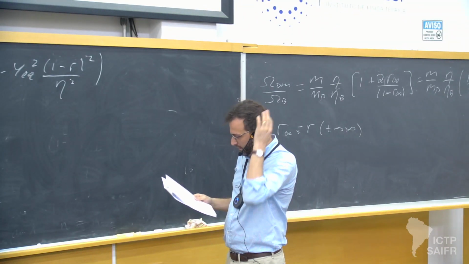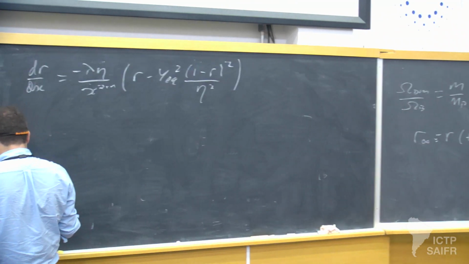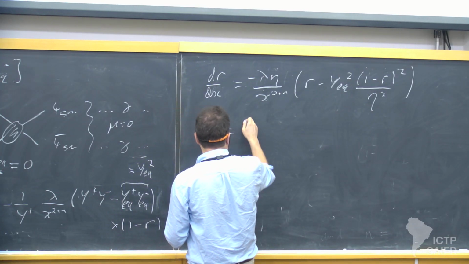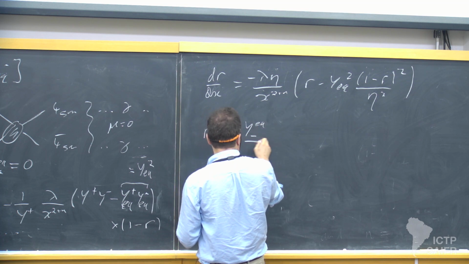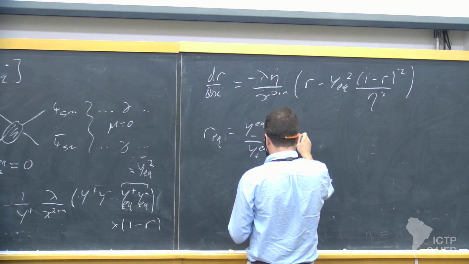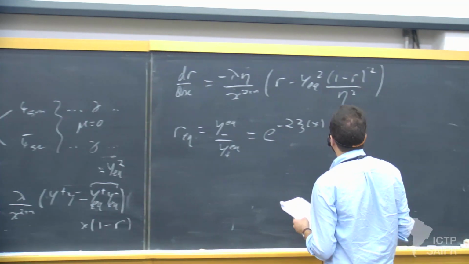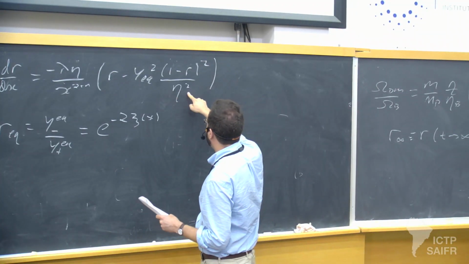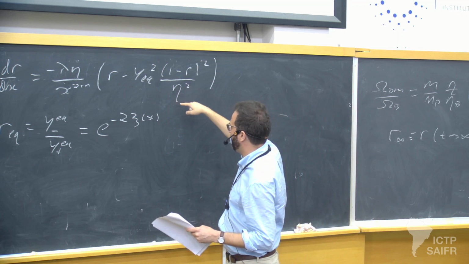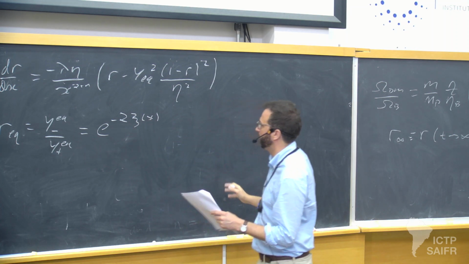Now we want to introduce r equilibrium. This is just going to be y minus equilibrium over y plus equilibrium, and this is just going to be e to the negative 2 psi of x. And you see here we have this factor eta squared on y equilibrium squared, and this is going to depend on r equilibrium when rewritten.